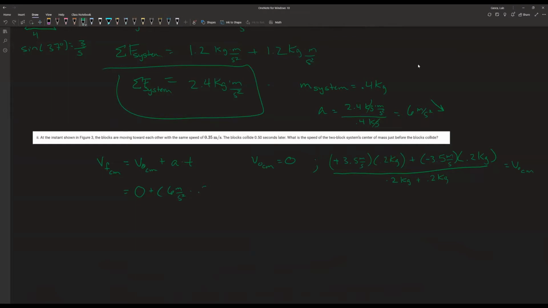This is half a second later. And so the final velocity of the center of mass after half a second, sorry, this is a multiplication. This is a 0.5. That becomes 3 meters per second.